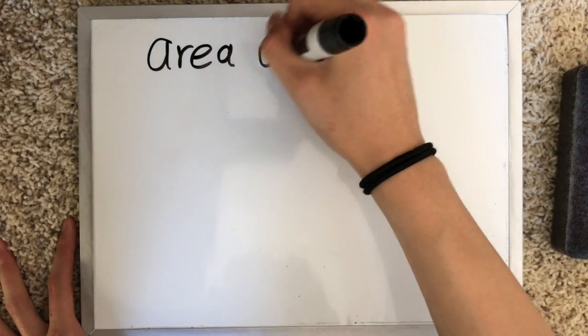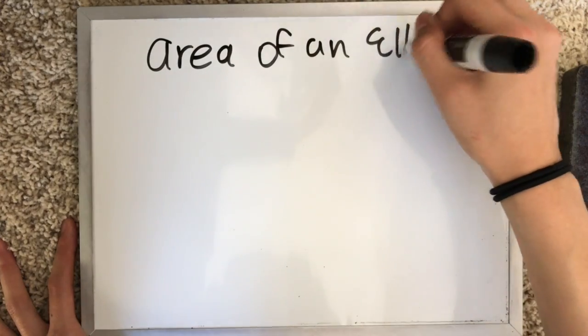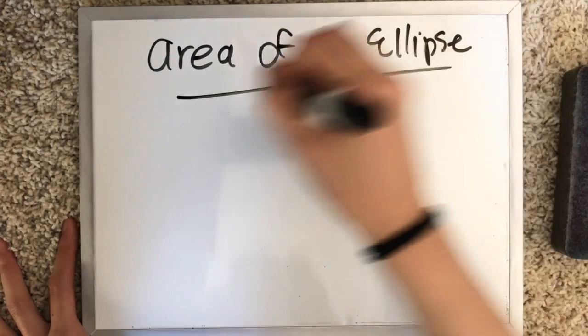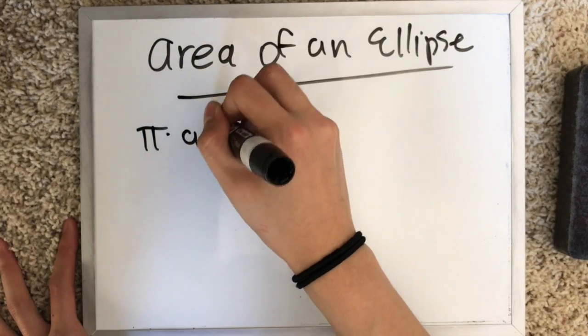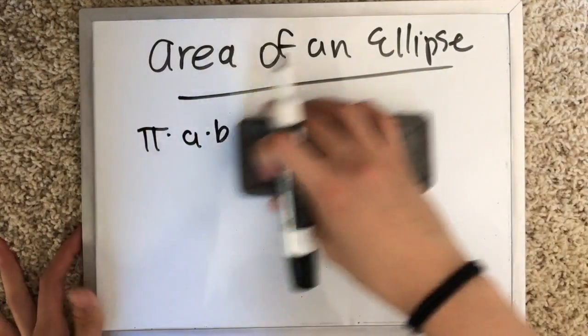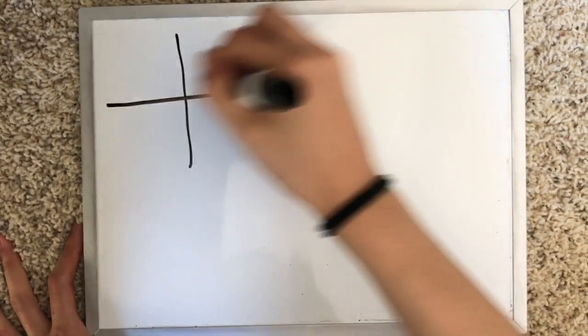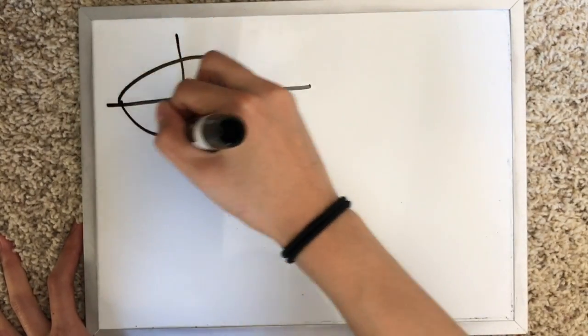We'll be calculating the area of an ellipse. So we all know the equation is pi times a times b, but where did that come from? Okay, so the graph of an ellipse basically looks like this.